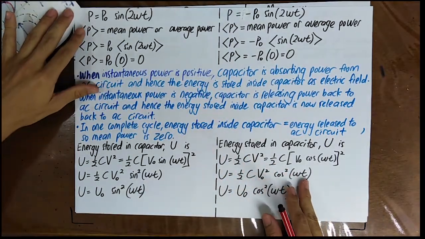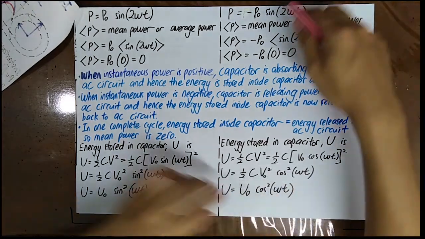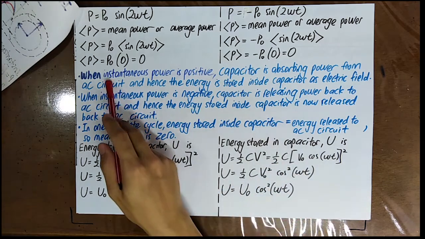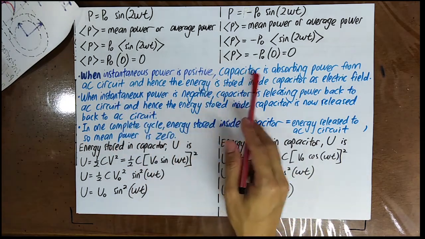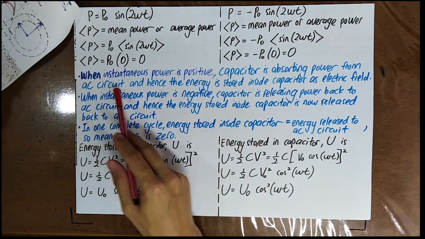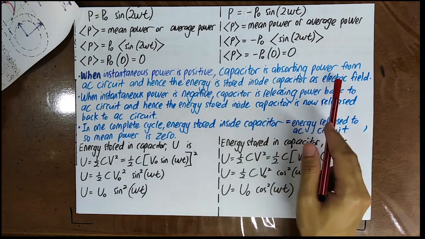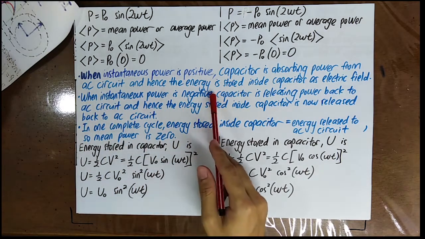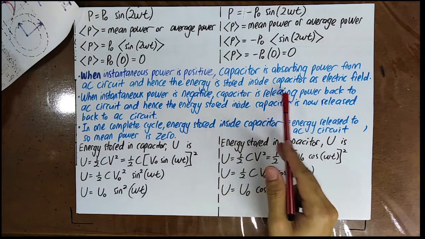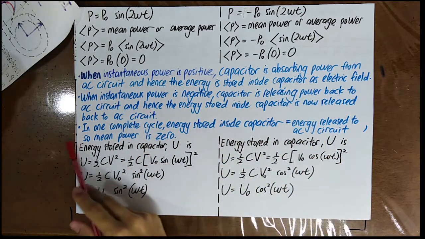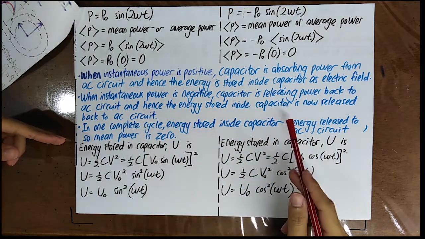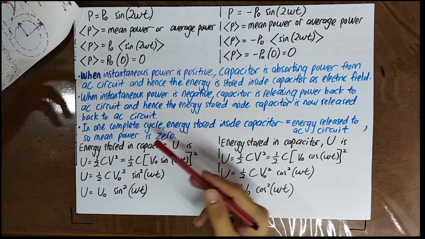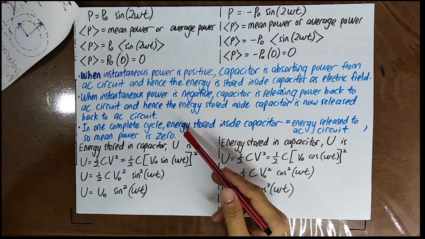So you still do the same procedure. That means that you find the mean power of the capacitor is equal to 0, because when the instantaneous power is positive, the capacitor is absorbing power from the alternating current circuit, and then the energy is stored inside the capacitor as the electric field. But when the instantaneous power is negative, all the energy is released back to the circuit. And so in one complete cycle, there is no net power in the capacitor.